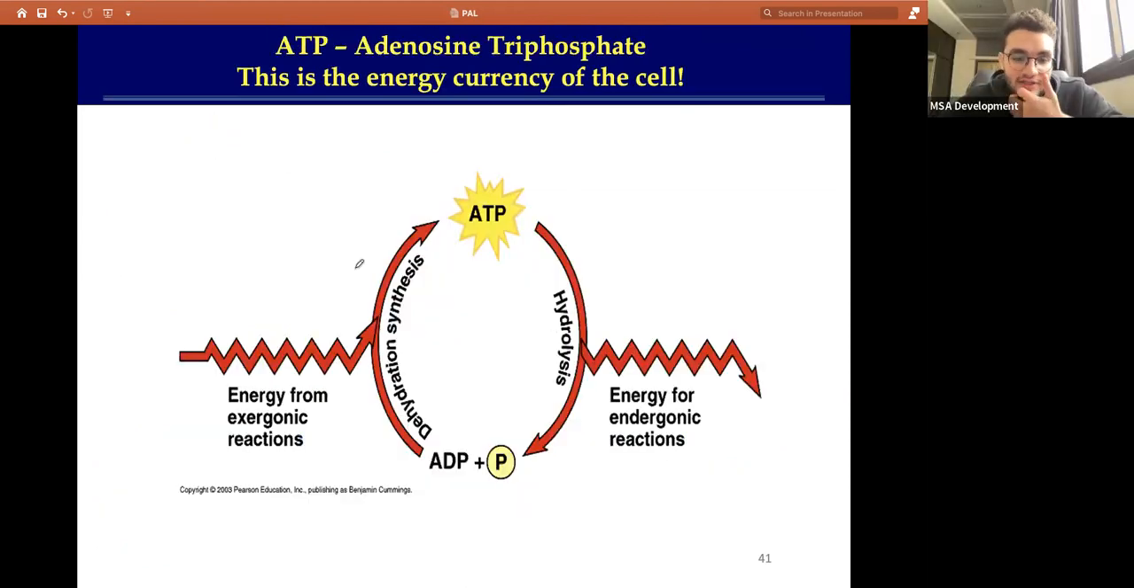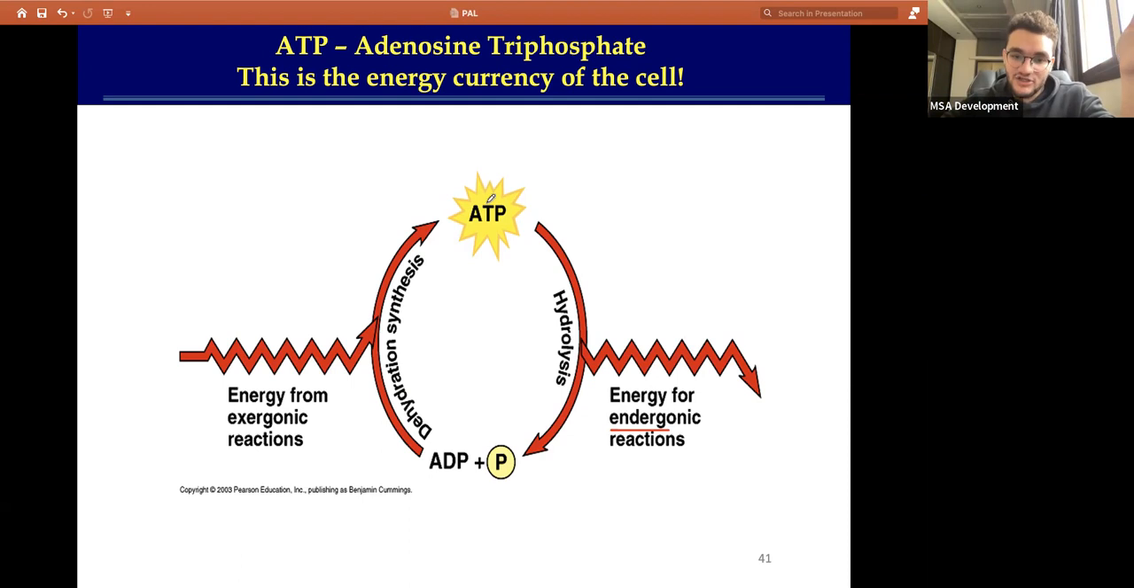As we said, we already talked about exergonic and endergonic reactions. To form ATP from ADP, you need energy. Where is this energy brought from? Other exergonic reactions release energy and give it for the formation of ATP. As ATP is broken down to ADP and phosphate, it releases energy, and this is the energy used for endergonic reactions.